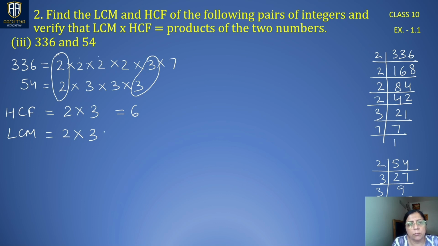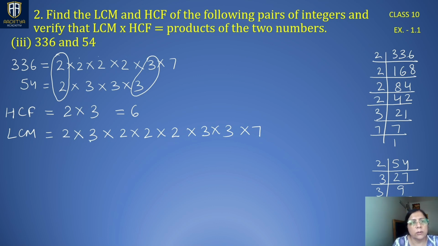Apart from these common numbers, 2 is occurring 3 times extra in 336. So we have written 3 2s. Then you take these 2 3s in the prime factorization of 54. So now we are left with 7. So now we have considered all the factors.